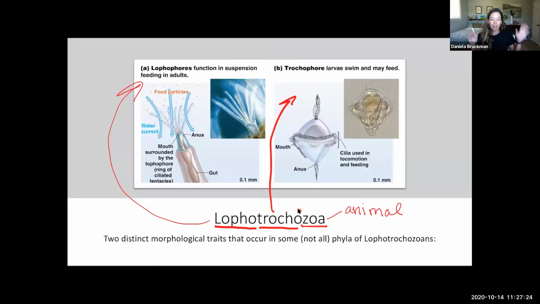So I didn't make up the rules. This is just the name that they've given it. Any questions about that?